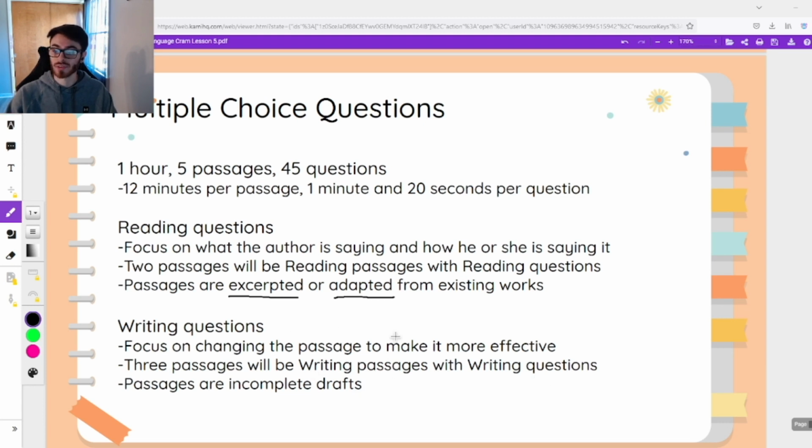3 passages will be writing passages with writing questions, and you can identify them because they are incomplete drafts. It'll tell you at the beginning this passage is a draft, and there will also be numbers before each sentence. Every sentence will be numbered in writing passages. That way, when you get to the questions, it can say, in sentence 6, this happens. So that's the difference between the 2. Reading is what we're going to focus on today, and we'll focus on writing in lesson 6.